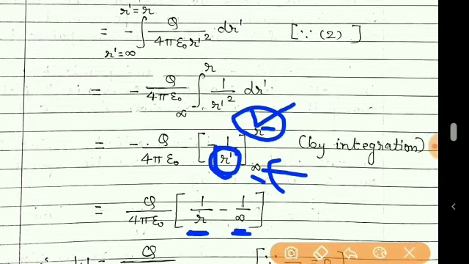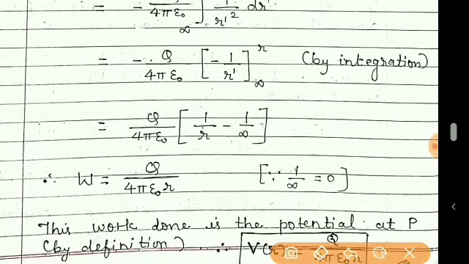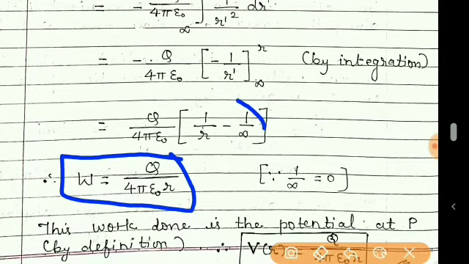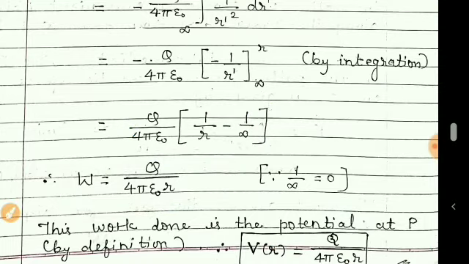So upper limit minus lower limit, and then finally the work done is obtained to be this, because 1 upon infinity is equal to 0. So this term cancels out, so only this remains, and that is the final result.